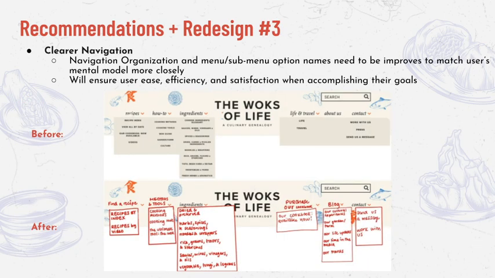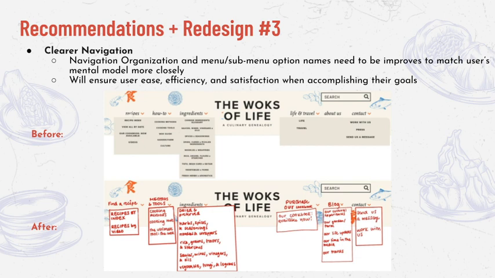For our third recommendation, we recommend that the website has a clearer navigation. The current organization of the navigation and also the current names of the main menu options and sub-menu options need to be improved to match the user's mental model more closely, which we found in our results and findings that many users had difficulty with, which drove them to use the search bar. And we think that this will ensure user ease, efficiency, and satisfaction when accomplishing their goals. And then below, we included screenshots of the navigation before and after our proposed changes.